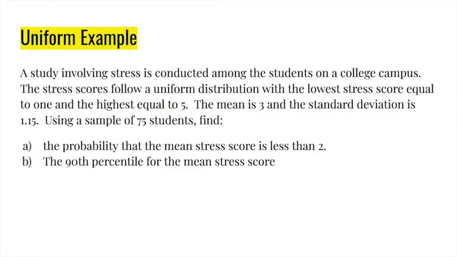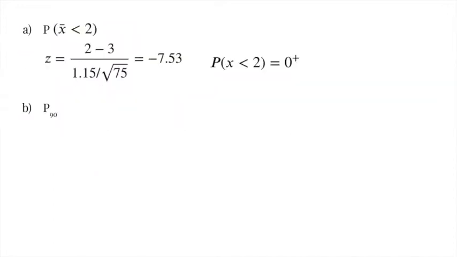Part B of this example asks us to find the 90th percentile for the mean stress score. So here we have the 90th percentile, P90. What this means is we need to go to the table and figure out what z-score is as close to an area to the left of 0.9 as we can get. We're trying to get 0.9 to the left of our z-score.